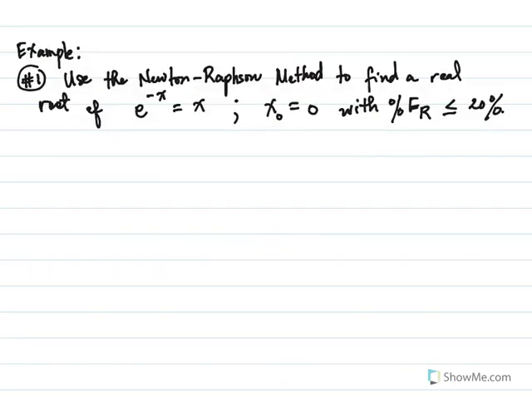So let us have an example. This is the function e raised to negative x equals x, using the Newton-Raphson method with an initial guess of x not equal 0, up to a relative error of less than or equal to 20%. If you may recall, this is a problem that we solved using the fixed point iteration method. So this time, let's use the Newton-Raphson method in order for us to compare the two methods, which one converges faster.